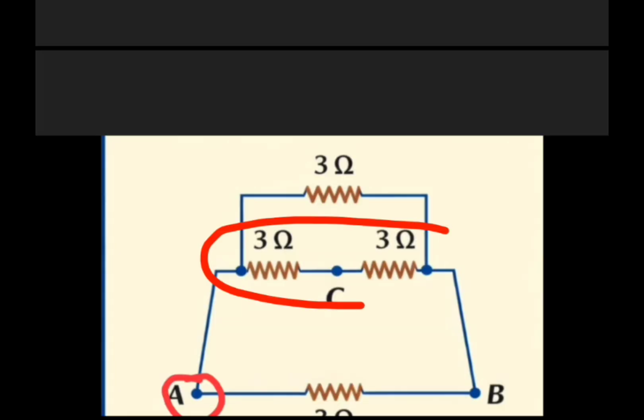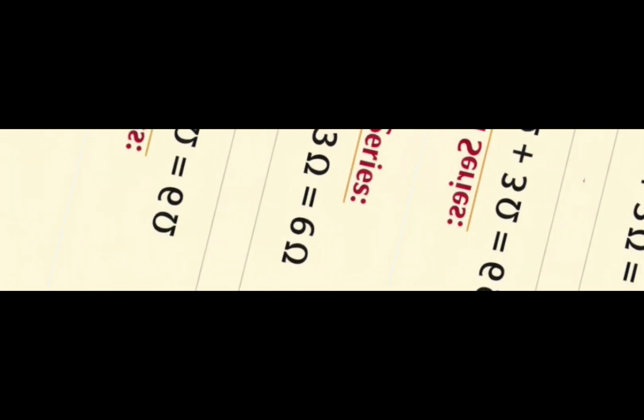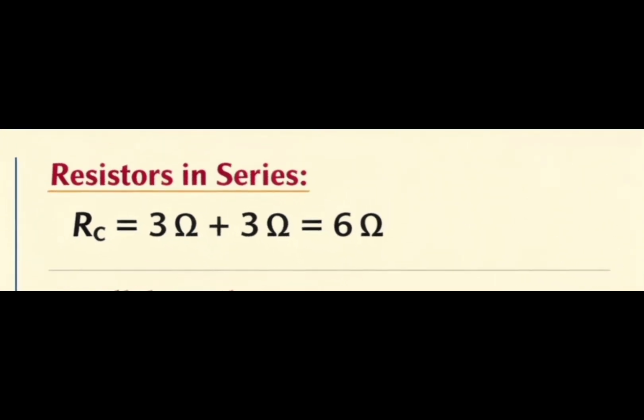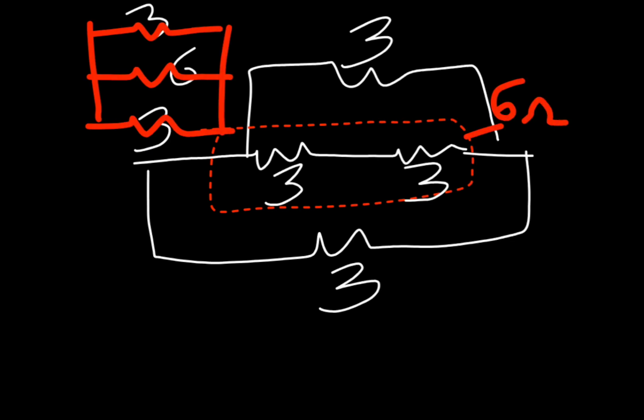Observe the circuit carefully. Here, the two 3 ohm resistors connected at point C are in series. So, substitute this 3 ohm and 3 ohm in the series combination formula. Rs is equal to R1 plus R2. R1 and R2 are 3 ohm and 3 ohm. 3 ohm plus 3 ohm gives 6 ohm. Okay, the total value of these two resistors is 6 ohm.